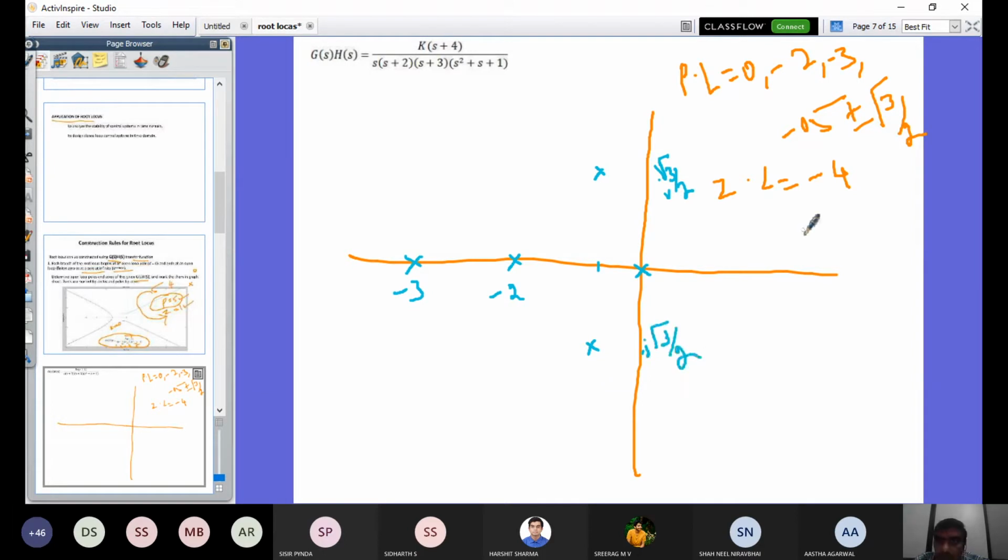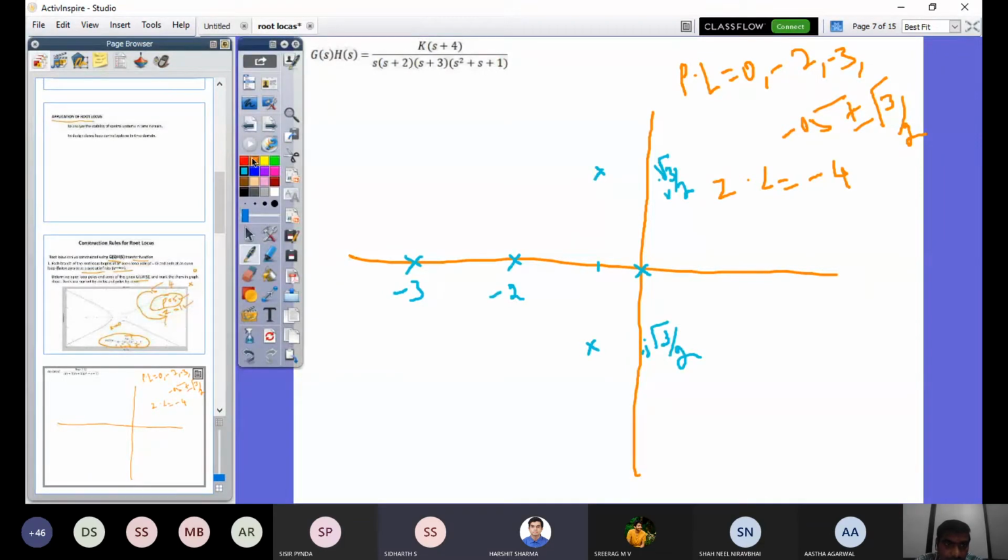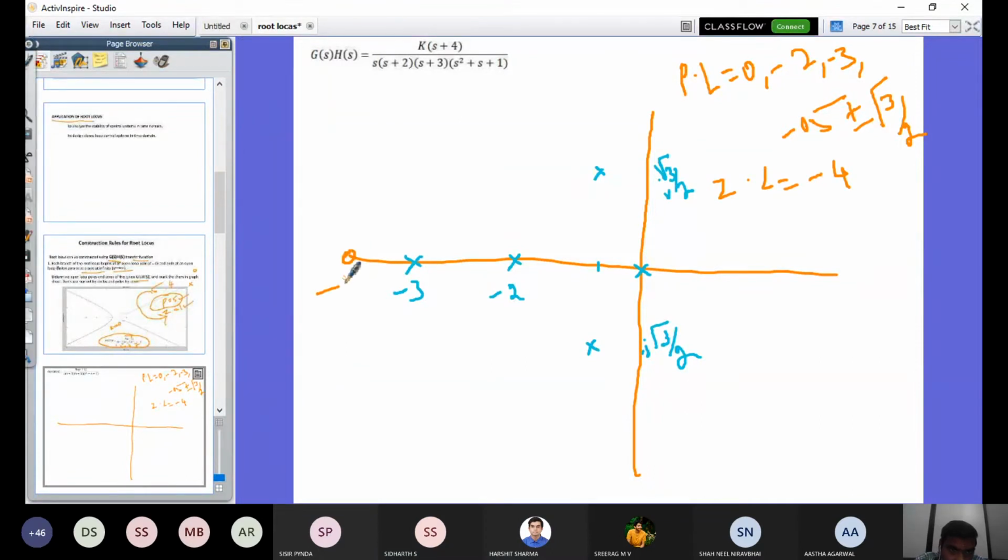Next, one more zero. Where is it located? Minus 4. So you can mark it at minus 4. The zero will be marked as a circle. Any doubt in that?